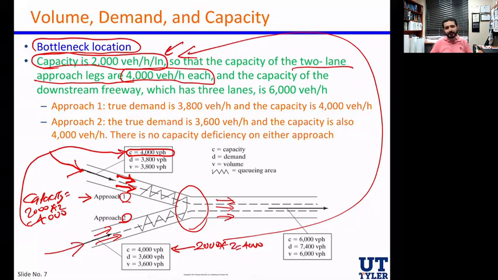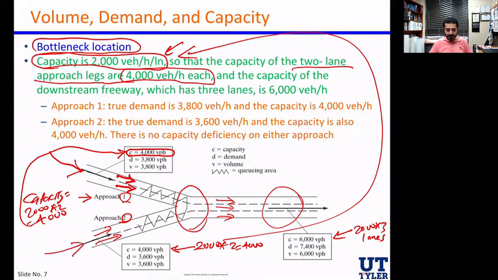So again, this is not a measured number. This is a known number even before you go to the field. Now, how about the capacity for this joint highway? The capacity is 6,000. Why 6,000? Because it's 2,000 times 3 lanes. That's why it's 6,000. So that's the capacity.